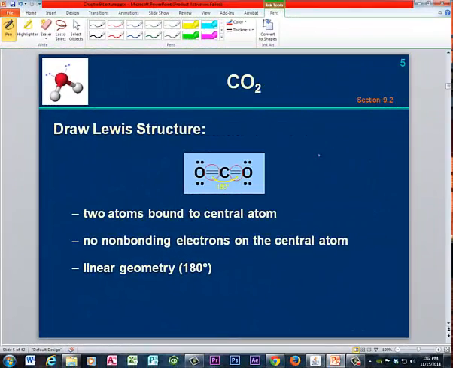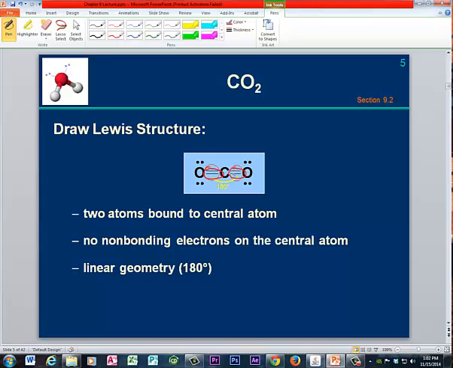Now let's take a look at carbon dioxide. So here's the structure of carbon dioxide. What you can see is a central atom, carbon. You've got an oxygen on either side of the carbon. It's double bonded, but the double bonds don't matter. It doesn't matter whether it's a single bond or a double bond. It is counted as a single electron domain, whether it's a double or a single bond.